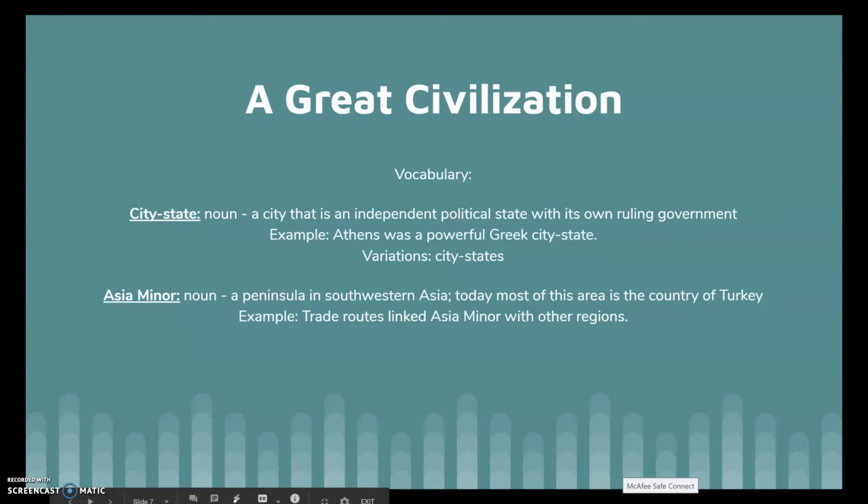All right, here's your vocabulary for today. We have city-state. It's a noun. An independent political state with its own ruling government. Example, Athens was a powerful Greek city-state. Variations, you might see it as city-states, plural. Asia Minor, noun, a peninsula in southwestern Asia. Today, most of this area is the country of Turkey. Example, trade routes linked Asia Minor with other regions. There are no variations for this because it is a proper noun. It's the name of a subcontinent area.